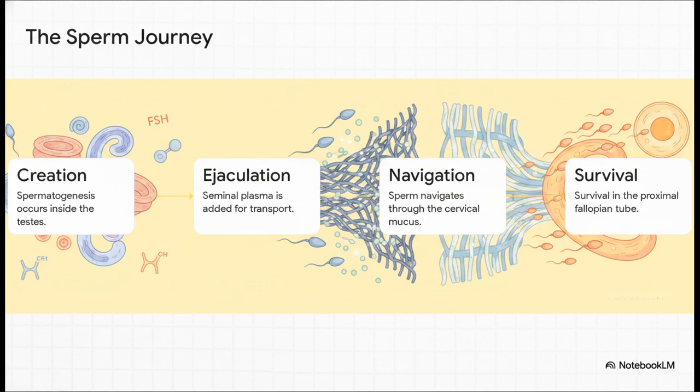Once inside the female reproductive tract, the sperm have to successfully navigate the cervical mucus. And remarkably, that mucus actually changes consistency based on the female's cycle to either block or aid transport. Finally, they have to survive the long, grueling swim up to the proximal fallopian tube to actually meet the egg. A failure at literally any one of these steps means natural fertilization simply cannot occur.